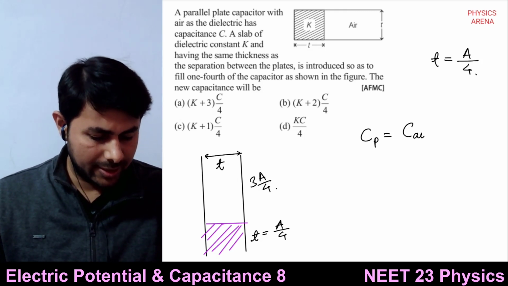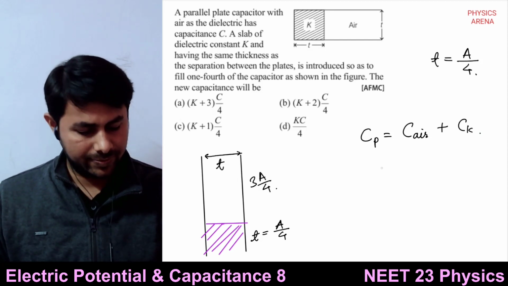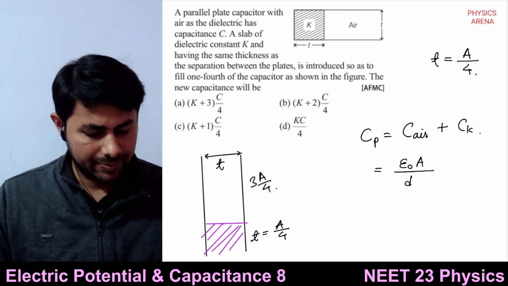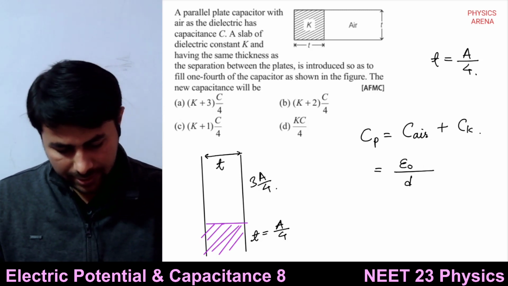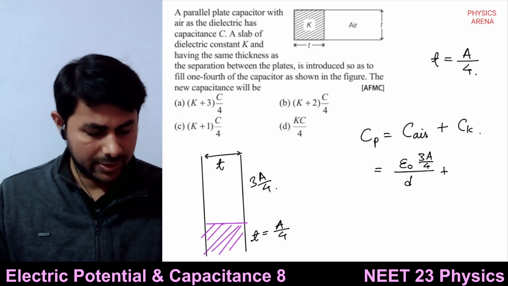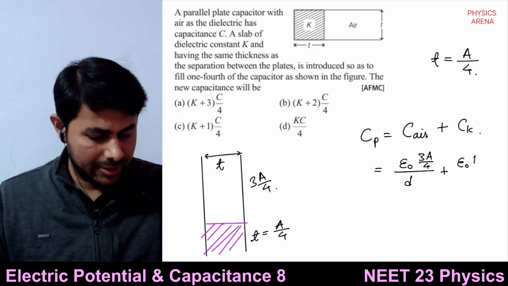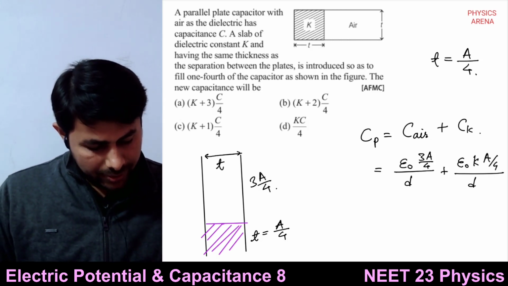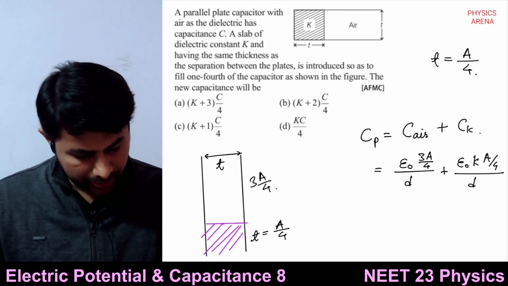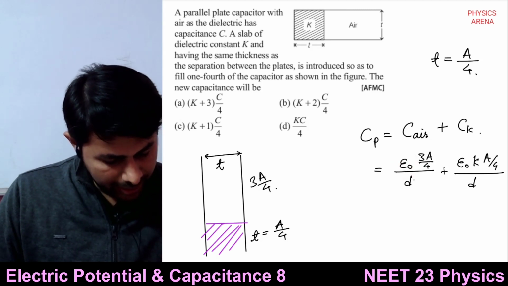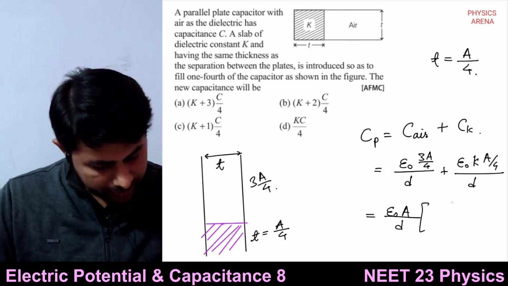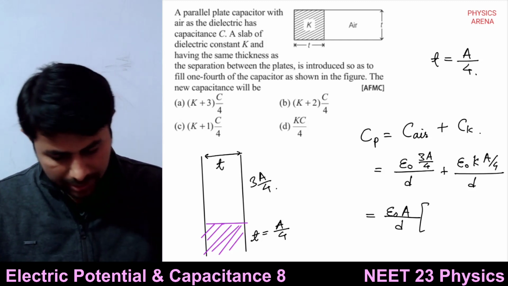Cp is equal to C air plus C of dielectric. So for air, it is epsilon naught A divided by D. But how much is the area? Area is 3A divided by 4, plus C k, which is epsilon naught K times its area, A by 4, divided by D. Right. So then you can take epsilon naught A by D common, and you have 3 by 4 plus K by 4. You can take that 4 also common, 3 plus K.